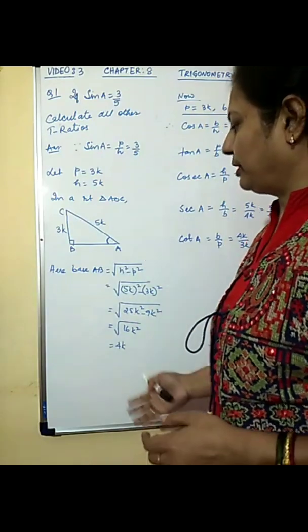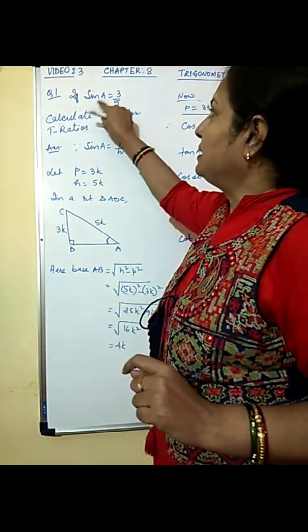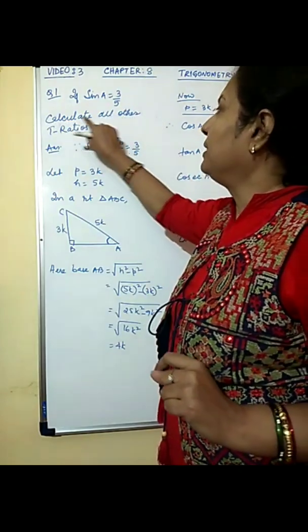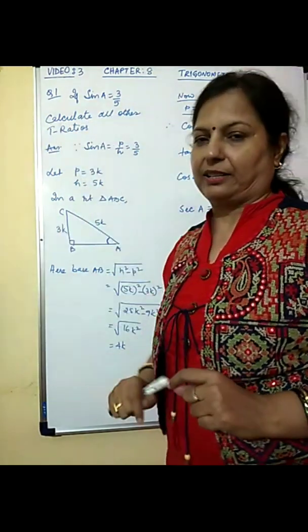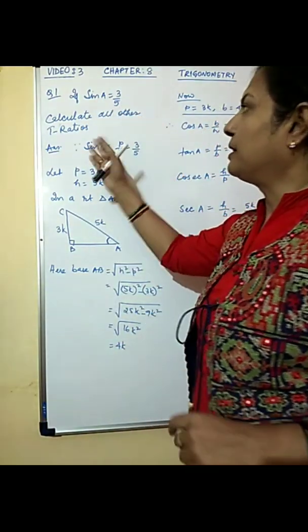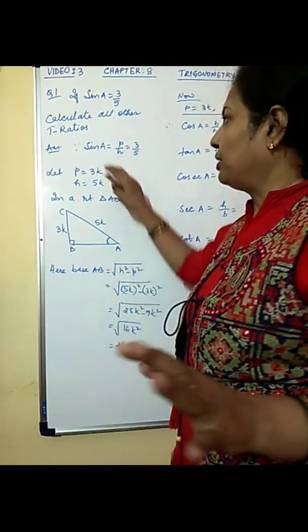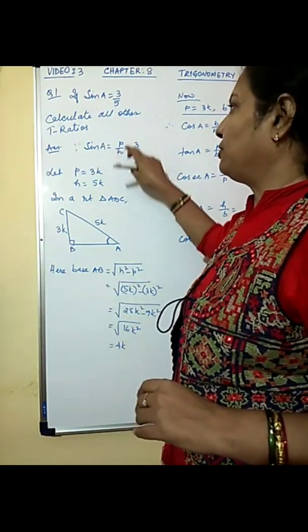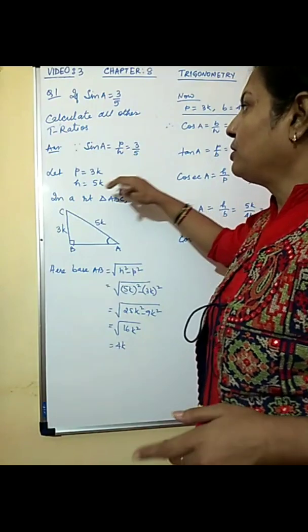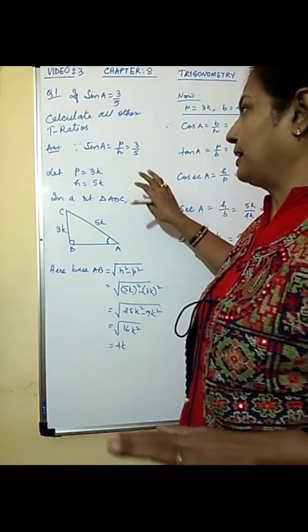So let us quickly go and do the most basic type of question asked, that is, if sin A is equal to 3 by 5, calculate all other trigonometric ratios. Very obvious question. So by now we know what is the sine ratio, that is the ratio of perpendicular to hypotenuse. So clearly then perpendicular is 3, hypotenuse is 5 in a right triangle.